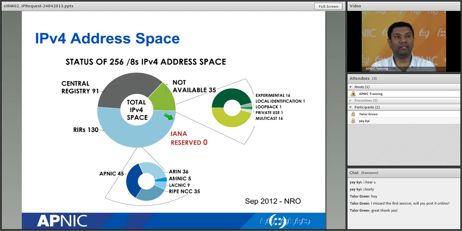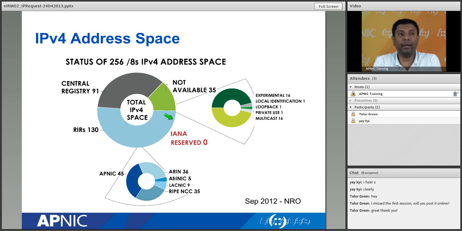So the IPv4 address space that we have, what is the current status of it? We know very well that IPv4 addresses are running out soon, right? Or already gone in some parts of the world.